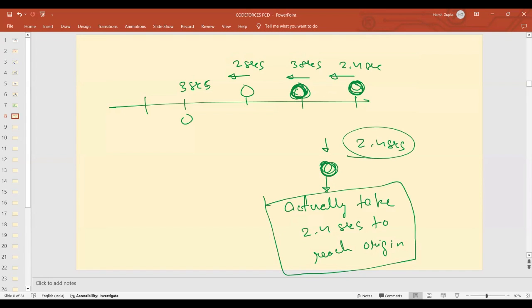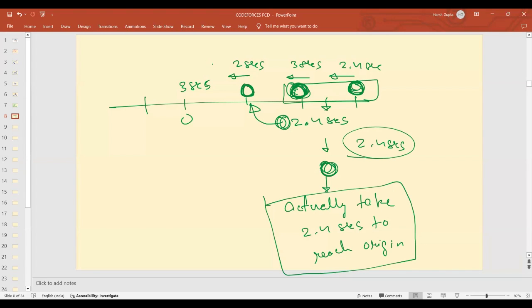When these two balls are colliding, it will take 2.4 seconds to reach the origin, okay? So after colliding, it will take 2.4 seconds. Now the next ball is taking 2 seconds. Will this formed ball collide with this ball at any point of time? No, right? Great. So let's move on over here.